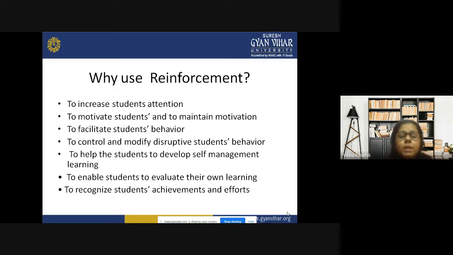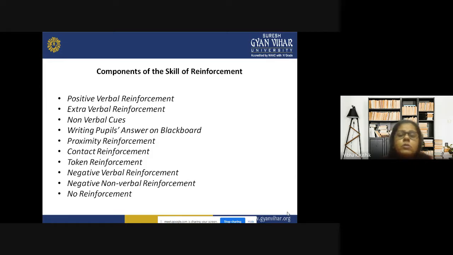To help the students to develop self-management learning, to enable students to evaluate their own learning, how much they have learned, to recognize students' achievement and efforts. Now we have to recognize these are the students' achievement and efforts. Now, components of the skill of reinforcement. Positive verbal reinforcement, the teacher can give positive verbal reinforcement to the learner. Extra verbal reinforcement. Non-verbal cues can be given by the teacher. Writing pupil answer on blackboard, this can be done. Proximity reinforcement, contact reinforcement, token reinforcement, negative verbal reinforcement, negative non-verbal reinforcement, and no reinforcement.